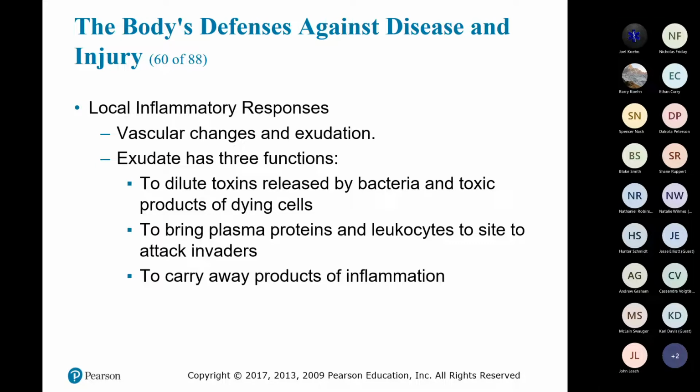All right, local inflammatory responses. So vascular changes. We dilate or we constrict based off of what's going on. Do we need to open the blood vessels up? Do we need to constrict the blood vessels down? Are we in shock by any chance? Because if we're in shock, that usually means our blood vessels are dilated. So we've got to try to either fill the container or bring the container closer together.